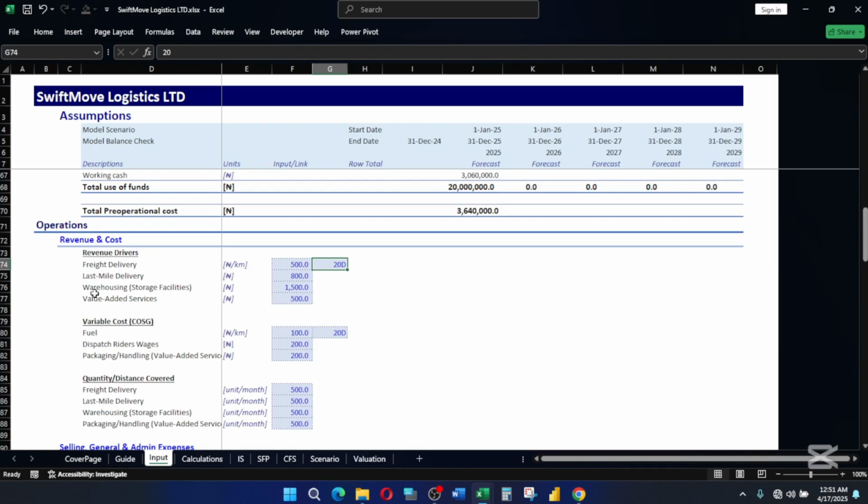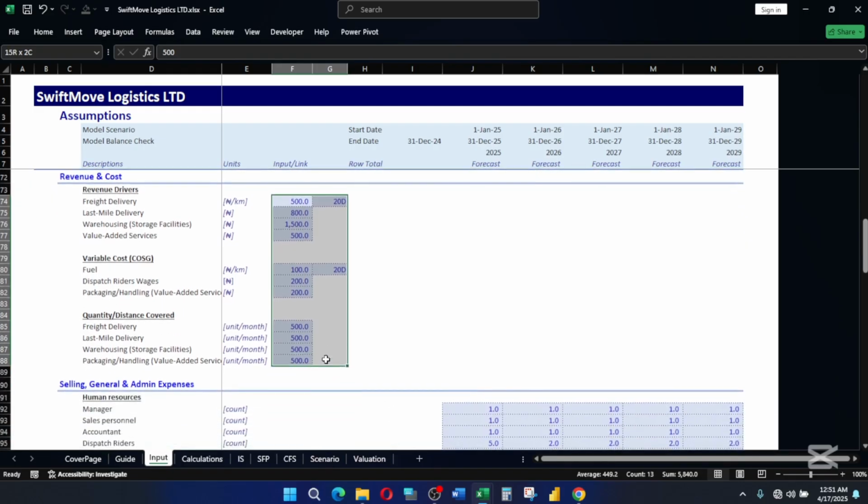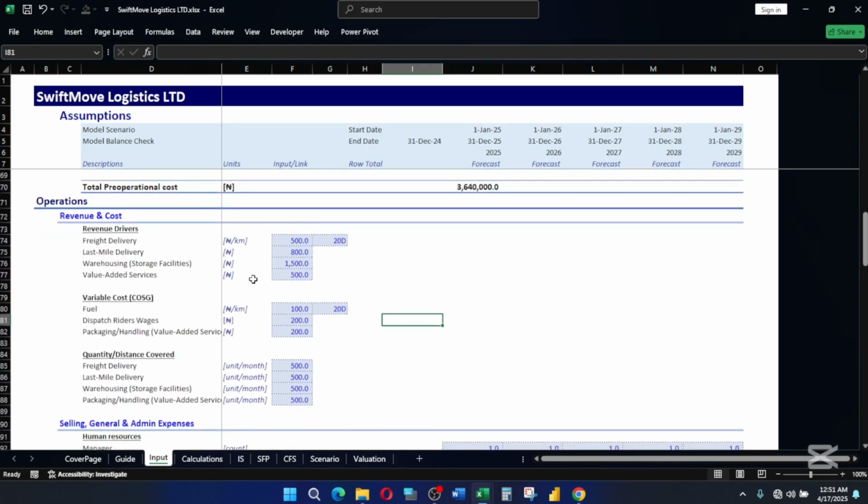Then we have other value added services like packaging and all those things. These are where they come in. So this is the revenue stream for the company. You can just go ahead and copy this, as I'm copying the whole of this. Let me just use this place to explain everything, then we can take it to our model.